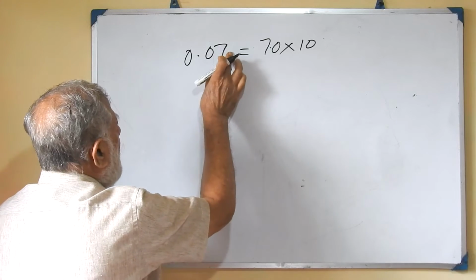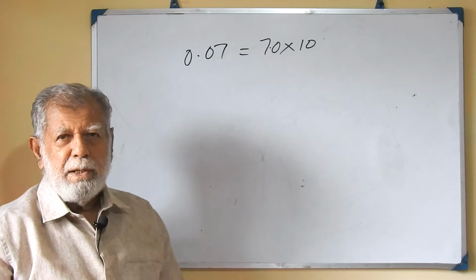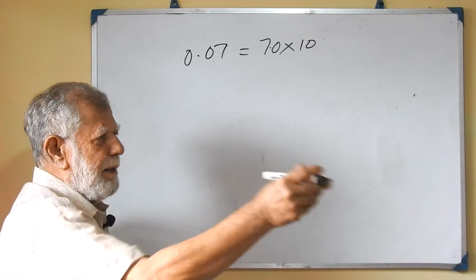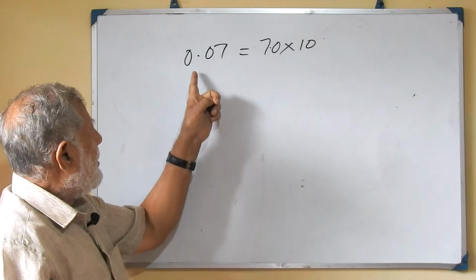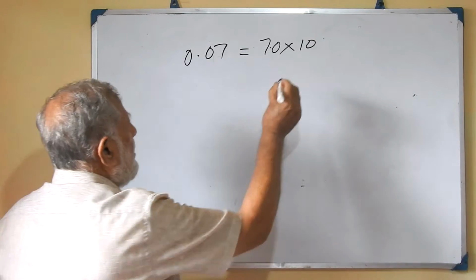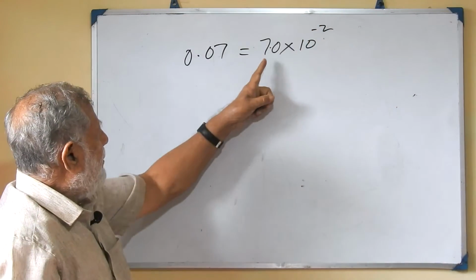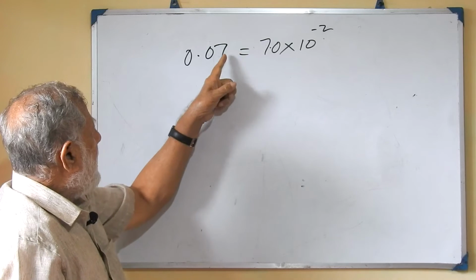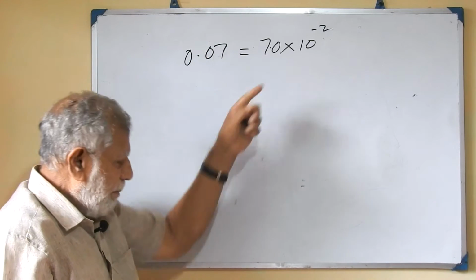So here we have to come to this decimal, we have to come backwards. So in number line we know toward the right is positive, toward the left is negative. So 0.07 we write 10 to the power of minus 2. Why we write minus 2? Because we put the decimal here, that it comes backwards to this decimal. So there are two numbers. So 10 to the power of minus 2.